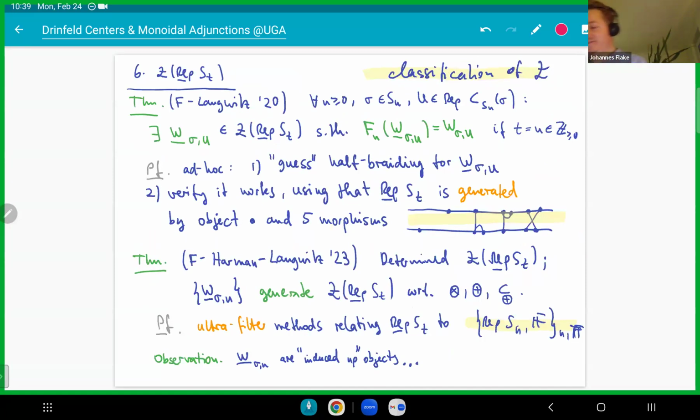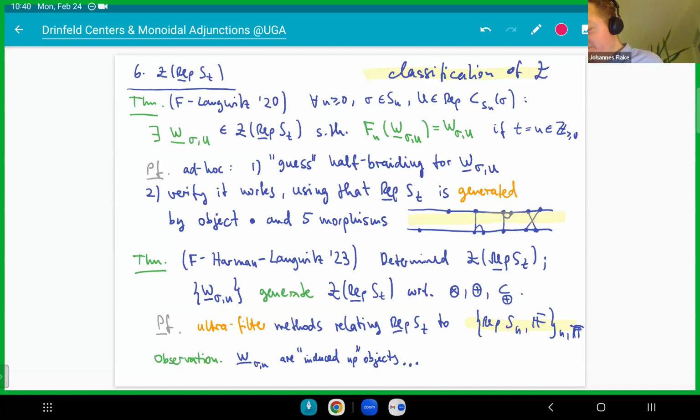Okay, so we have these other categories. So now I can ask, what is their Drinfeld center? What is their monoidal center? So actually, this question we did answer. There was the first project with Robert Laugwitz, 2020. It feels like it's been even way longer now, but probably this was the publication date.